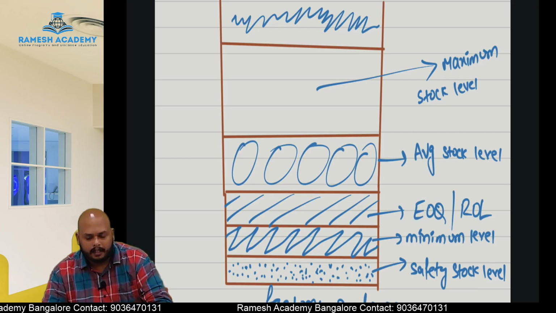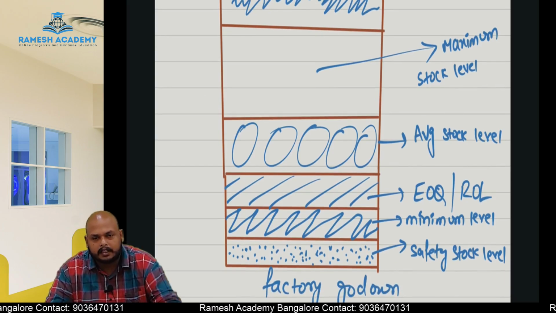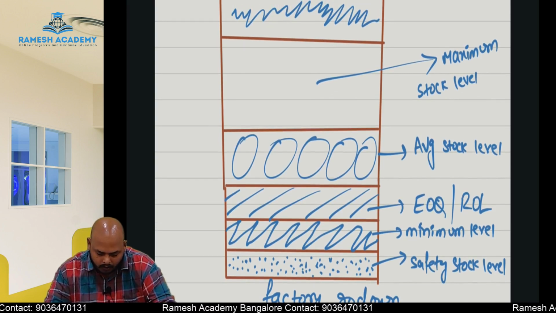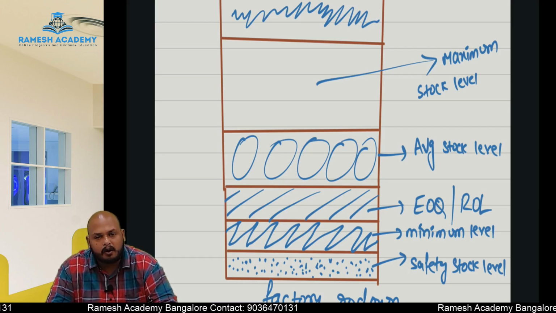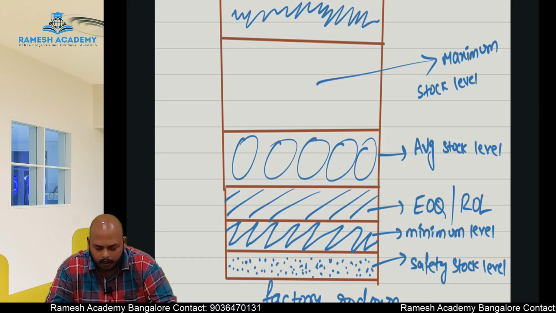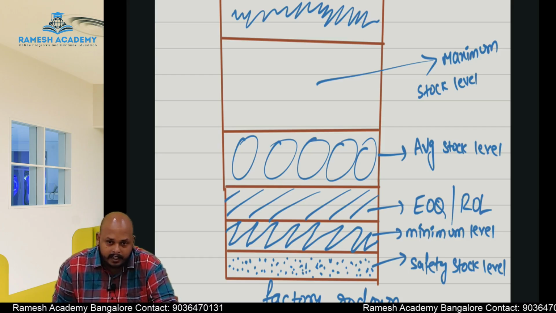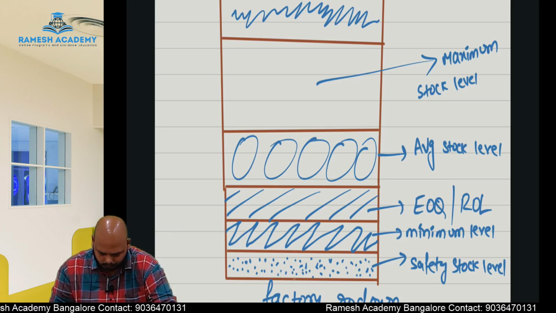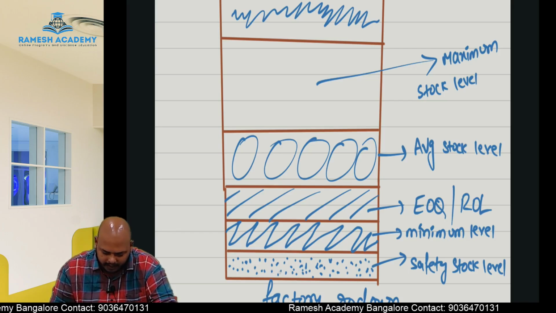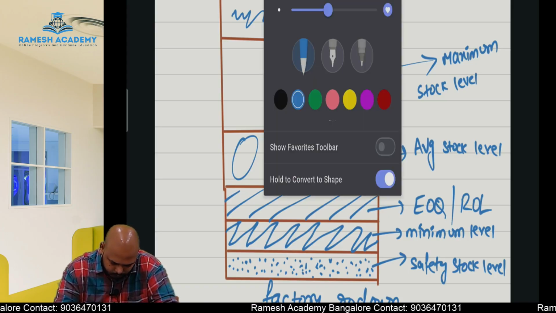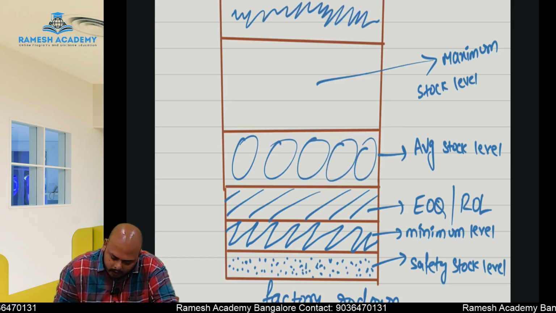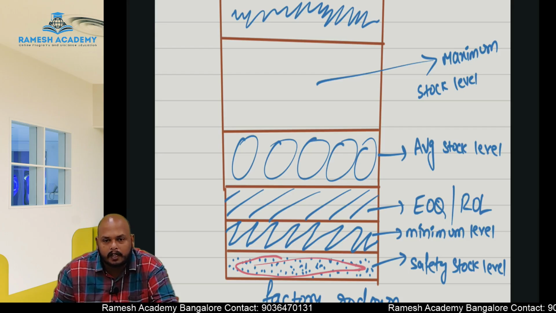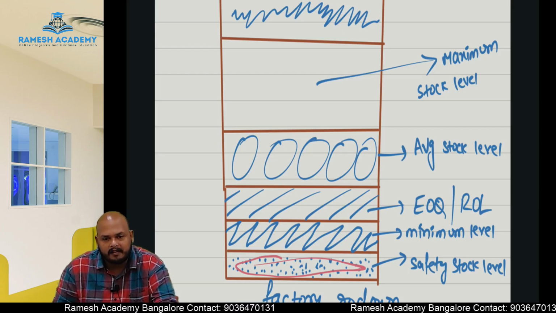See here. Let us assume this is a factory godown. In this factory godown, you can see there are different stock levels maintained. The stock level indicated here by dots, the first stock level, this complete stock level, we will call a safety stock level.